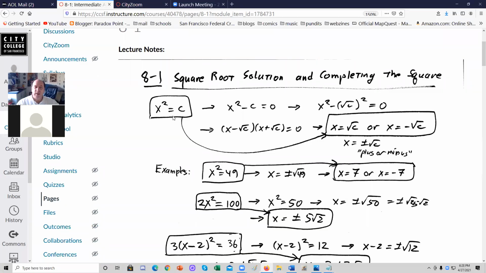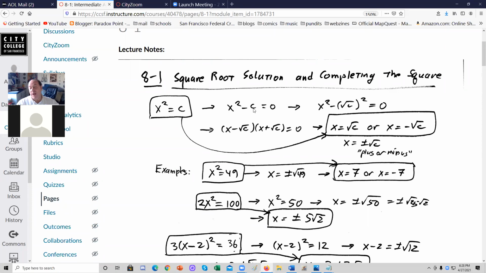Square root solutions and completing the square. So we're going to be working on solving quadratic equations. Here's the simplest possible: x squared equals c. For what value of c? Well, we'll first transpose c. x squared minus c is 0.